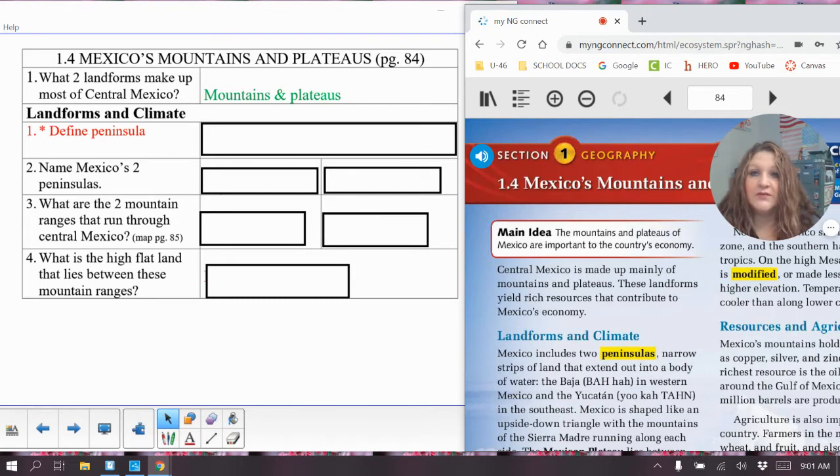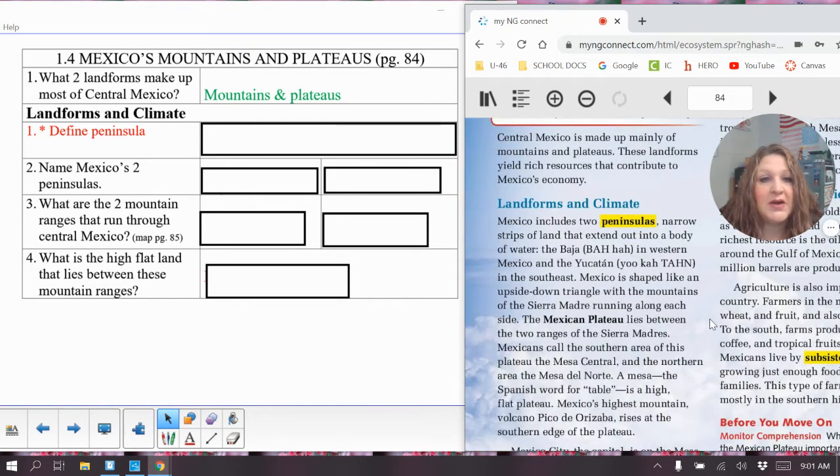And then we're going to look under landforms and climate. The first one is to define peninsula. It does define peninsula in the text, but it's a little bit different definition than what I want you to add here. That's why it has an asterisk by it, so it's different from the text. I will begin reading. Mexico includes two peninsulas, narrow strips of land that extend out into a body of water, the Baja in western Mexico and the Yucatan in the southeast.